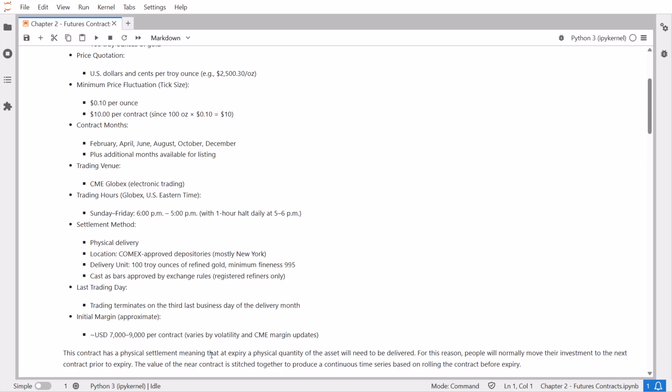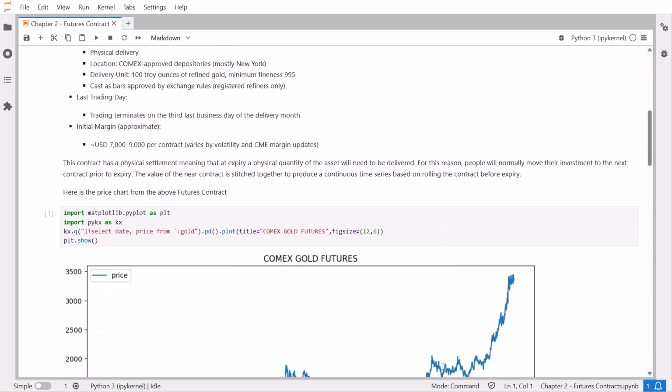So this contract has a physical settlement, meaning that at expiry, a physical quantity of the asset will need to be delivered. And for this reason, as I said, people will normally move their investment to the next contract prior to expiry. The value of the near contract is stitched together then to produce a continuous time series based on rolling the contract before expiry.